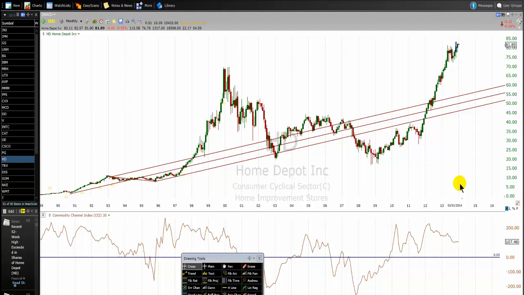The title of this video is how to combine the CCI indicator and the Pitchfork tool. At the end of this video, one should be able to understand the role of the Pitchfork tool and how one can combine the CCI indicator, the commodity channel index indicator, and the Pitchfork tool for day trading or swing trading purposes.